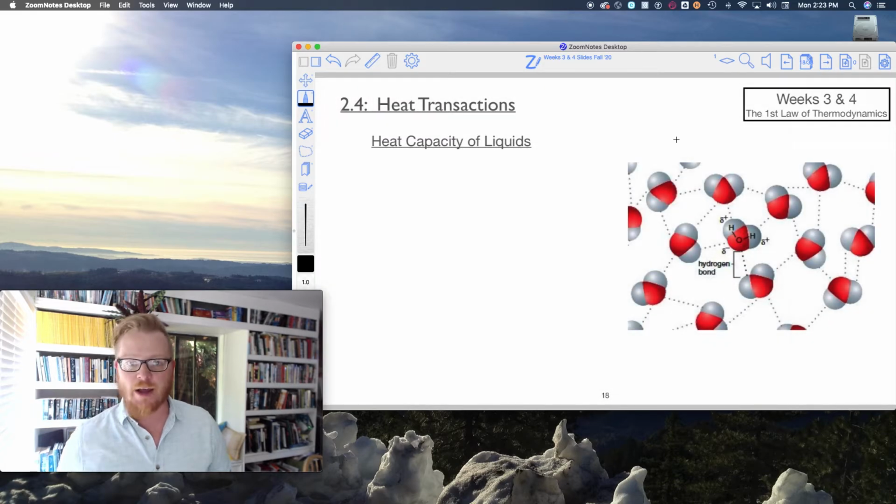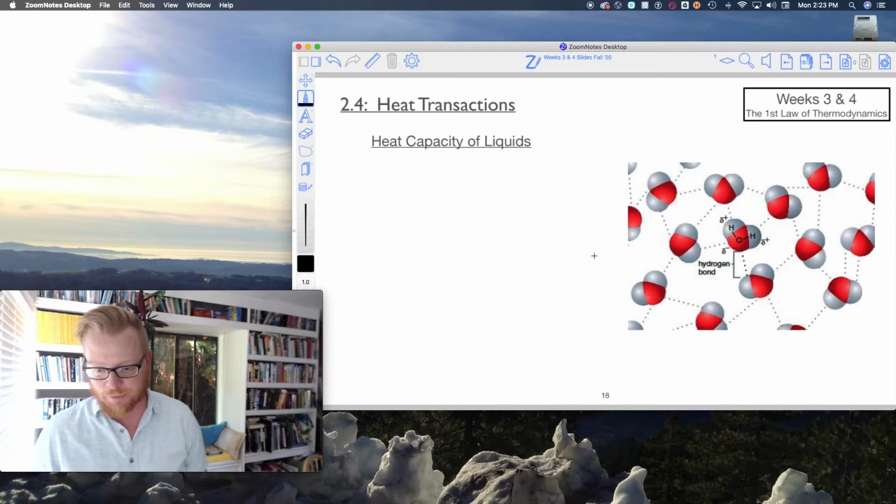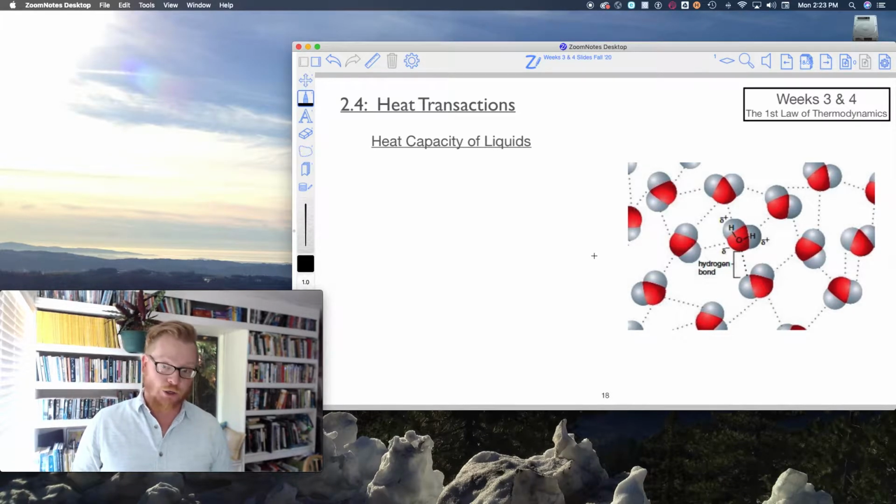Example here talking about the heat capacity of liquids. And you can tell by my picture, I'm specifically going to use water in this example. Okay? So, let's do this example from kind of working backwards. All right? So let's first start with liquid water.